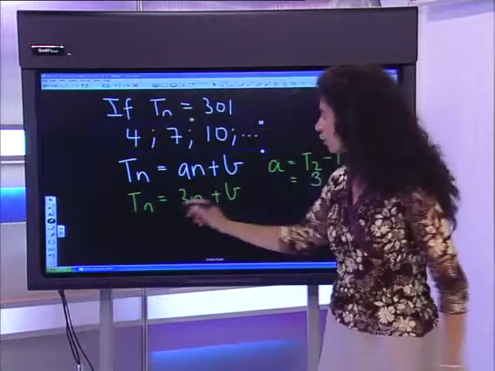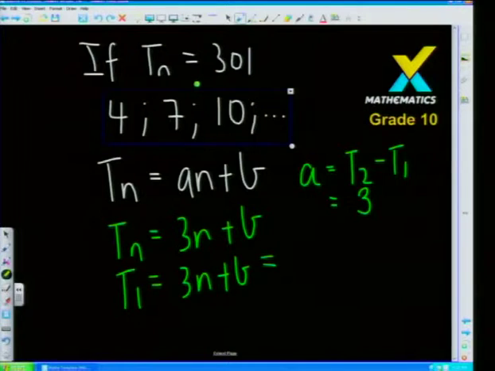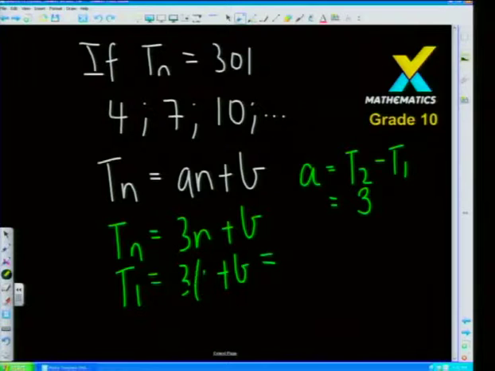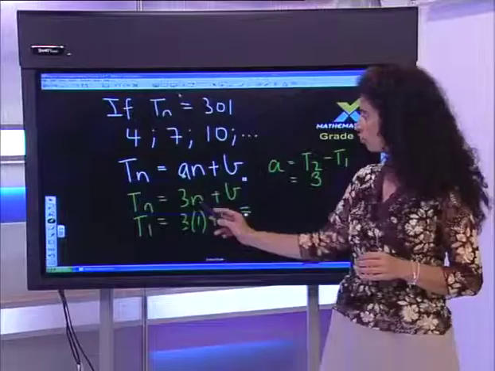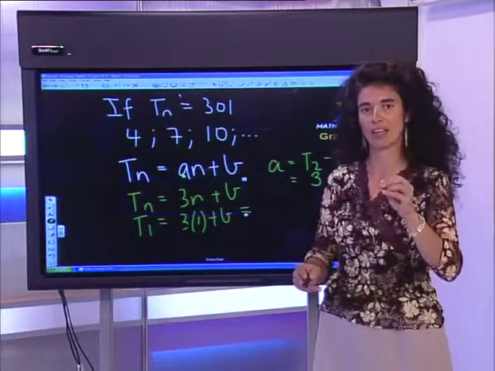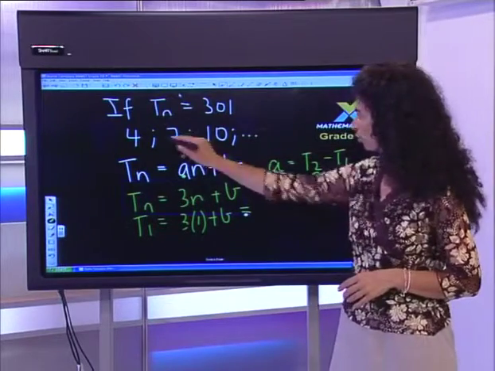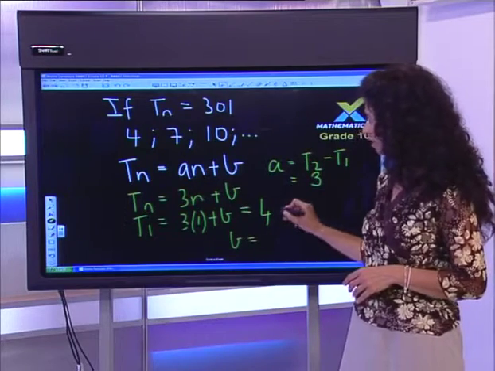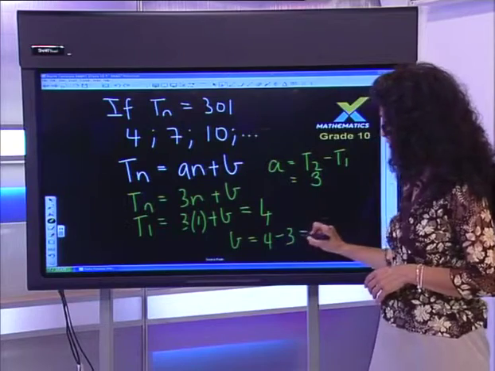It's the smallest one. So T1 in this case was 3n plus b, and that was equal to, let's just get this in, that n is 1. Remember, if you've chosen 1 as the first position, then you want to use the same n value. The n in both cases is the same. It doesn't change. And this is equal to our first term, which was 4. So what is b equal to? b is 4 minus 3, which in this case is equal to 1.